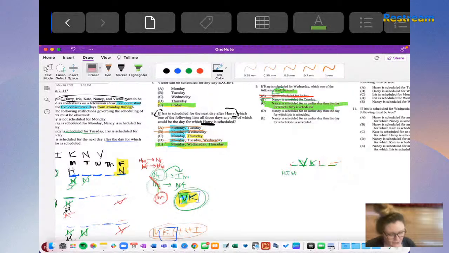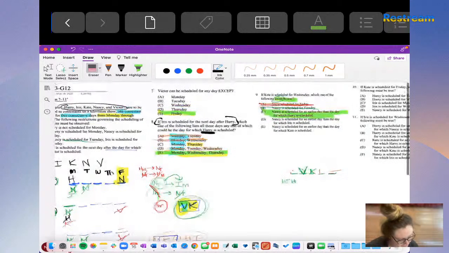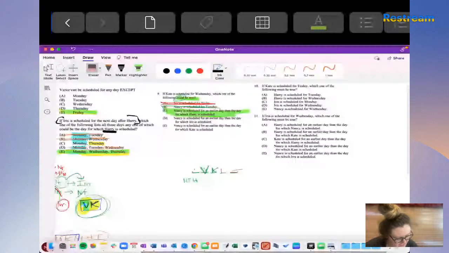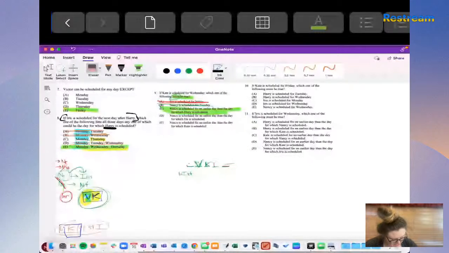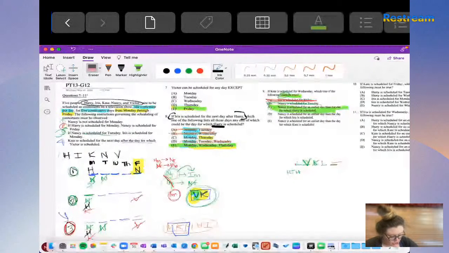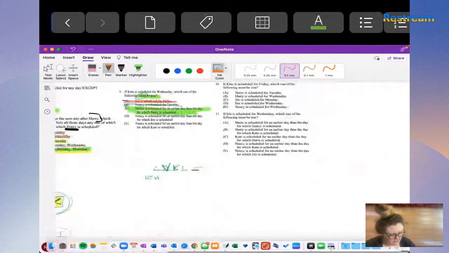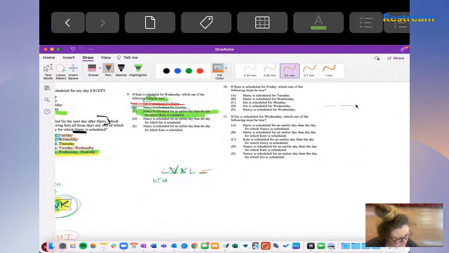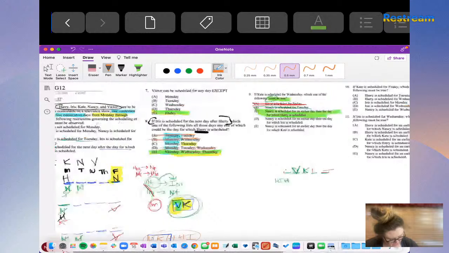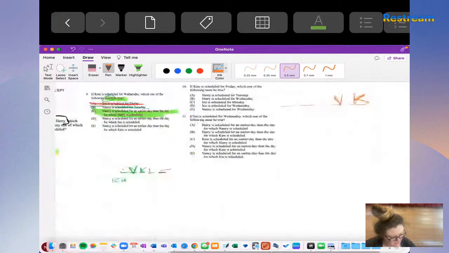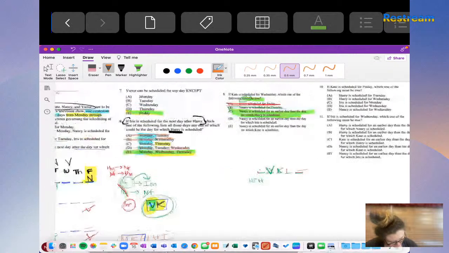All right. So we have 10. If Kate is scheduled for Friday, which of the following must be true? So we're saying if we put Kate Friday, which could be 2 or 3, but I'm just going to draw it again over here for us to see. So if Kate is scheduled for Friday, that means that this has to be V, and we know that H cannot be first. All right, can Harry be scheduled for Tuesday?